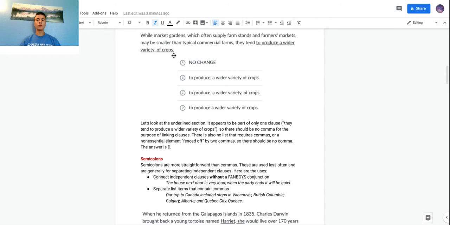Yeah. So there's also no non-essential element that should be put in between two commas. And the correct answer here is just D. You don't need any punctuation here for it to make sense.